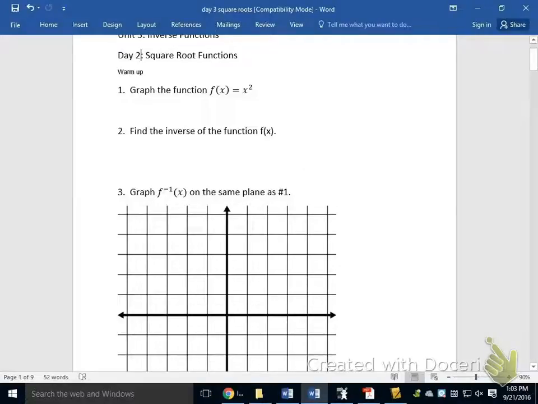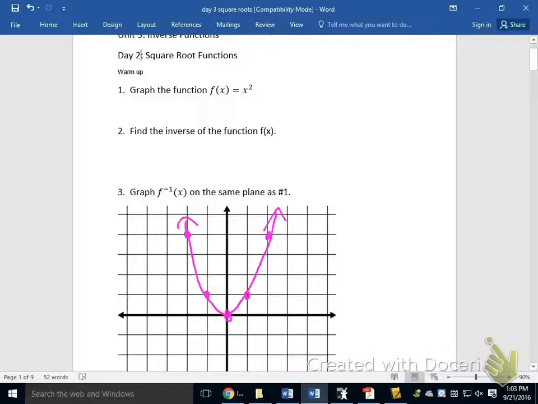Alright, so today is Unit 3, inverse functions. We're on day 2, square root functions, which is itself an inverse function. Starting off, we're going to graph the function f of x equals x squared. That's just a review of units 1 and 2, so throwing those coordinates in, you should know how to do this already. And there we go.